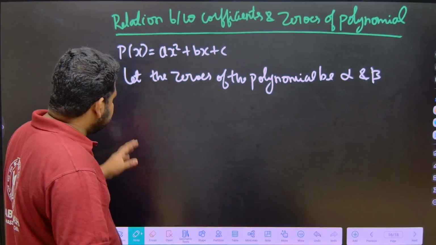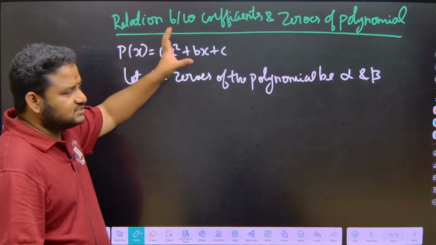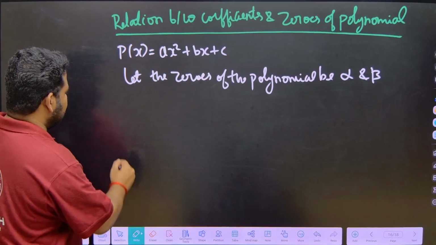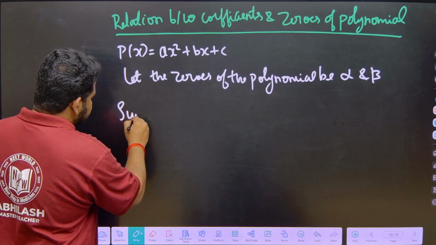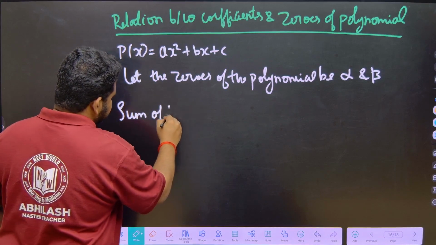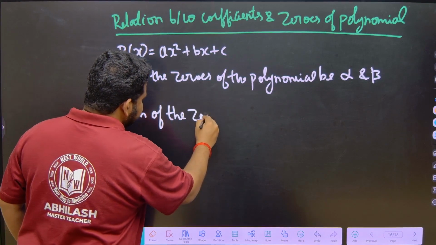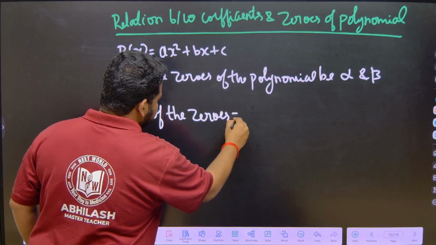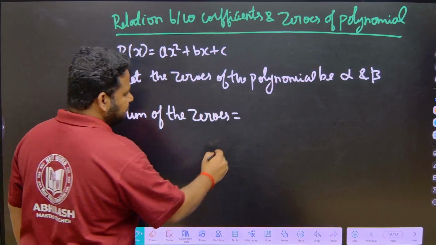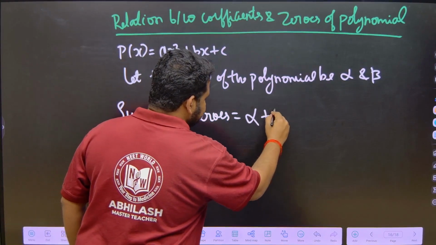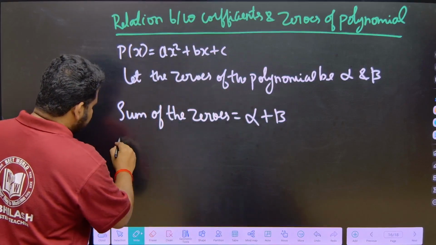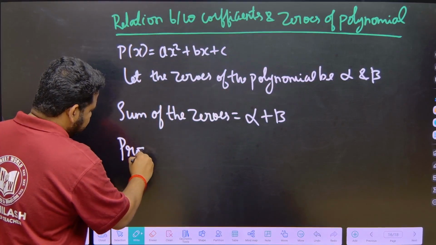Now there is a relation between coefficients and zeros of the polynomial. One thing is called the sum of the zeros. What are the zeros? Alpha and beta. Sum of the zeros is alpha plus beta. Okay. Next is called the product of the zeros.